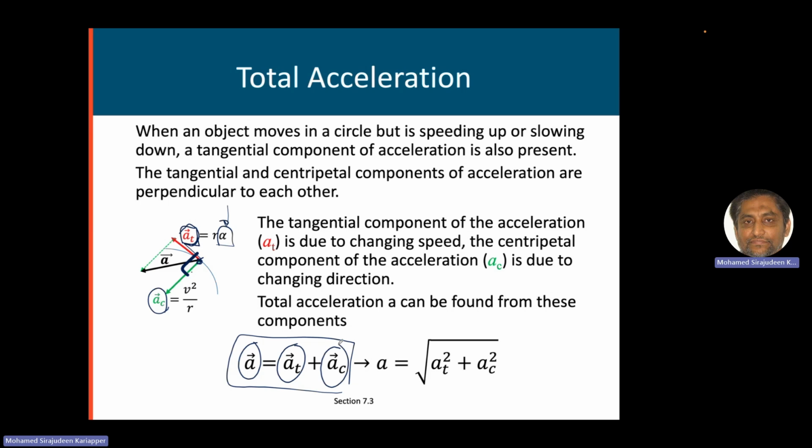But this is easy to do. If someone asks you what is the total magnitude of the total acceleration, it will not be AT plus AC, but because they are perpendicular to each other, you can apply directly the Pythagoras theorem. It will be the component along the tangent squared plus the acceleration along the radius direction, the centripetal acceleration toward the center, squared. Add them and take the square root, that will give you the total acceleration magnitude.